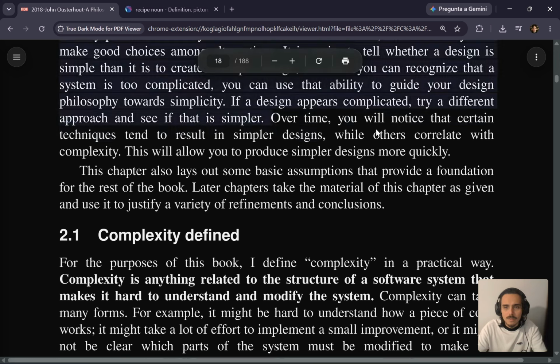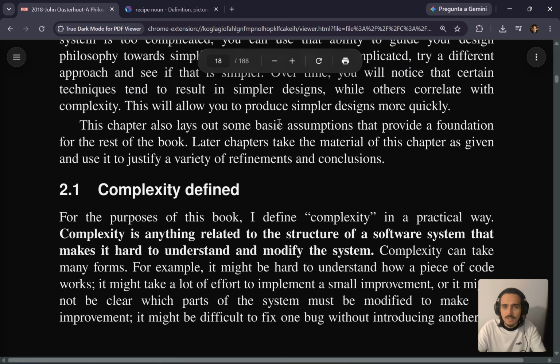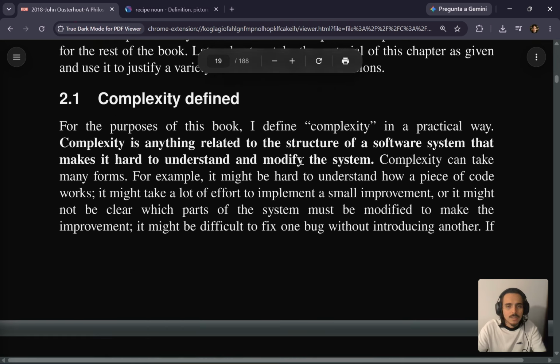Okay, this is about heuristics. I believe we will find it out on the way. This chapter also lays out some basic assumptions that provide a foundation for the rest of the book. Later chapters take the material of this chapter as given and use it to justify a variety of refinements and conclusions. Okay, so this is a foundational chapter, important to be attentive.